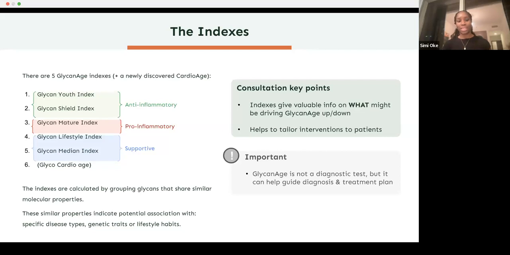And towards the end of this presentation, I will show you some newer research that we're doing, which enables people to understand, based on the glycan pattern that someone has, what potential diseases this person could be at high risk of. So I think the key thing here is that the age that you initially get gives you an overview of where someone is on their journey. The indexes break it down to give you information about what might be driving that GlycanAge up or down.